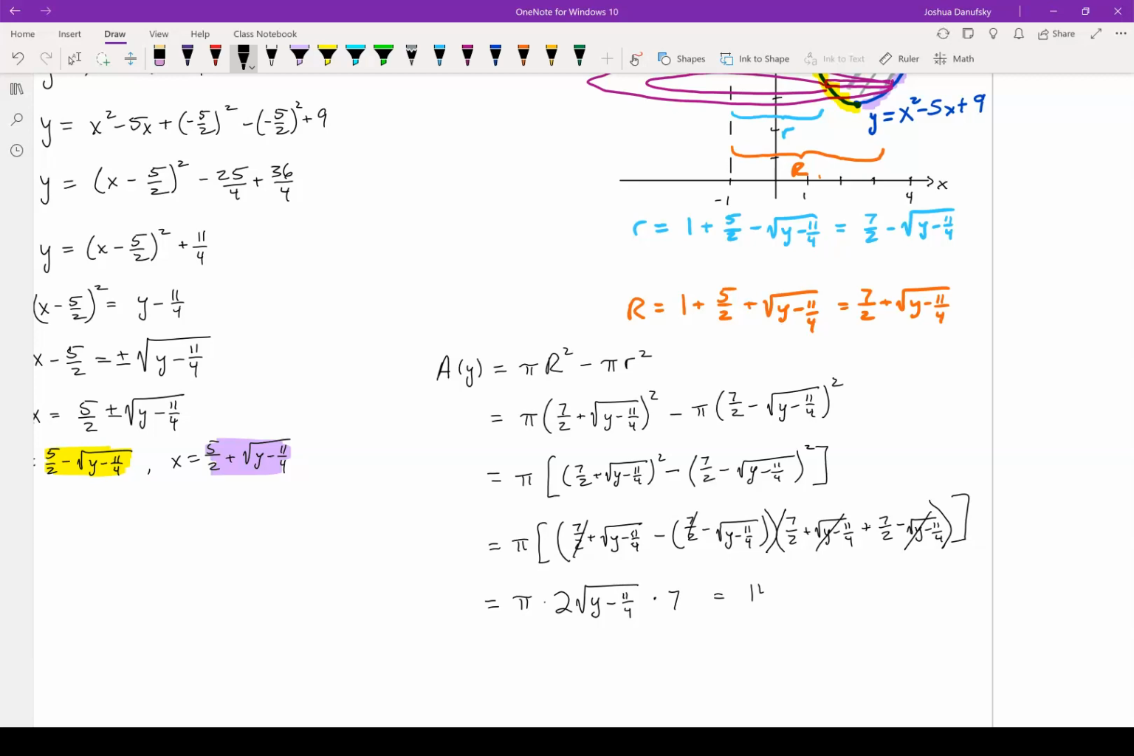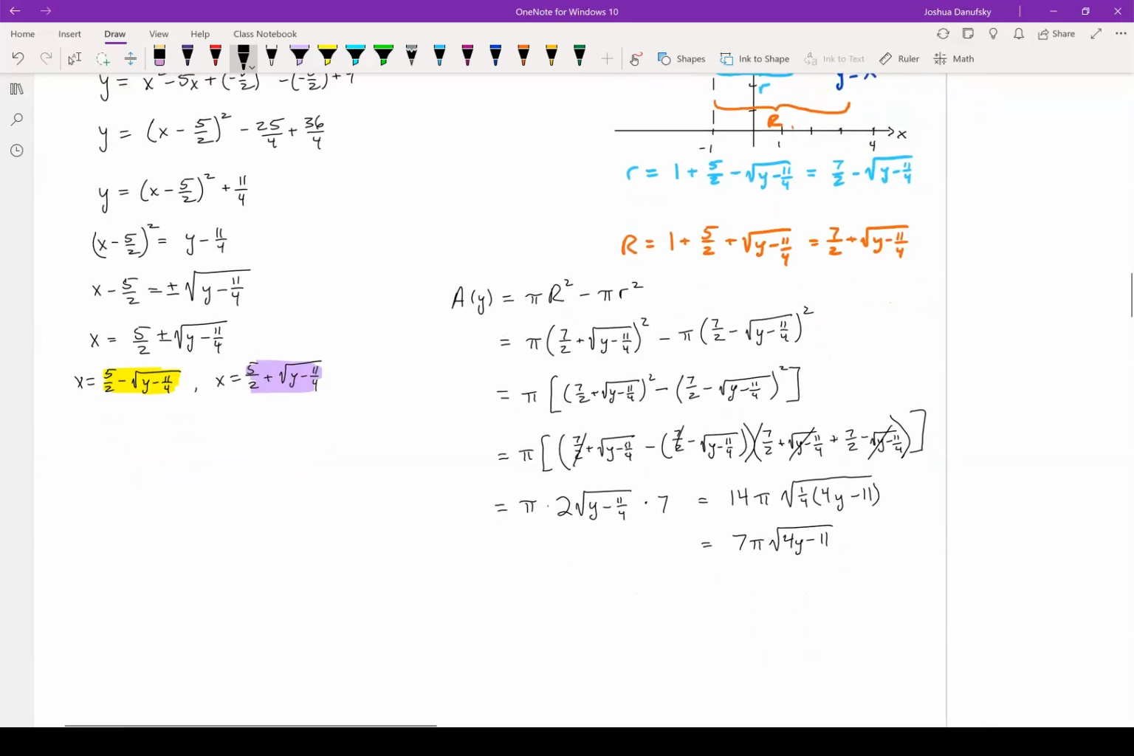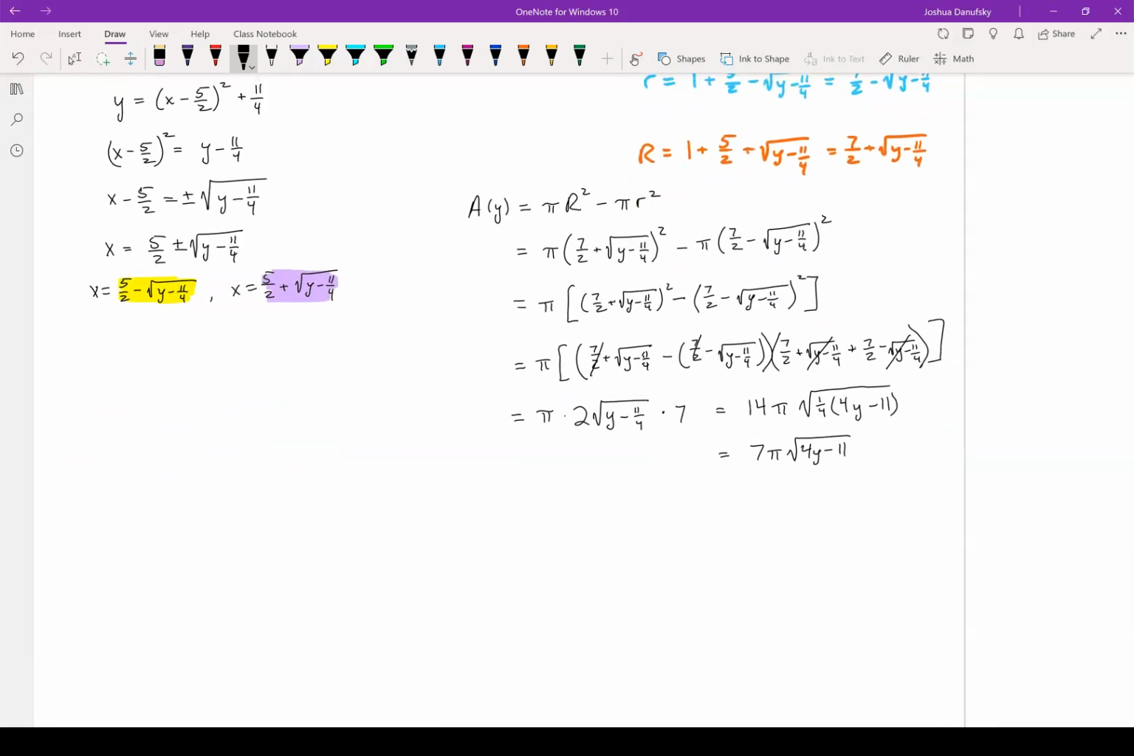We can rewrite this as 14 pi. And for the square root, I'm going to factor out a 1/4, writing it this way. And of course, the 1/4 can come out of the square root as a 1/2, and we're going to be left with 7 pi square root 4y minus 11. So that is our cross-sectional area. Now we're ready to integrate it.